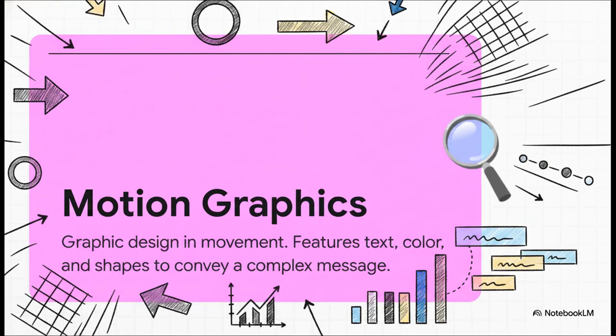Next, we have motion graphics. The best way to think about this is literally graphic design that moves. So where 2D animation uses characters to tell a story, motion graphics uses moving text, slick shapes, and cool transitions to explain a concept. It's super clean, modern, and just perfect for making abstract data look absolutely beautiful.